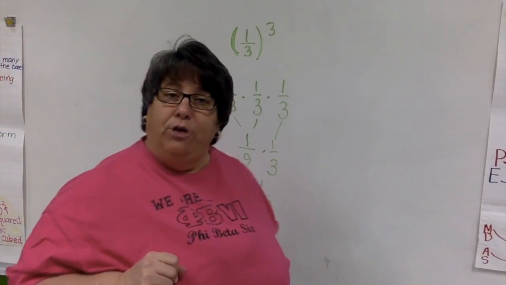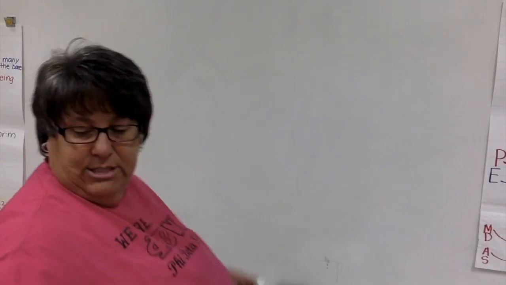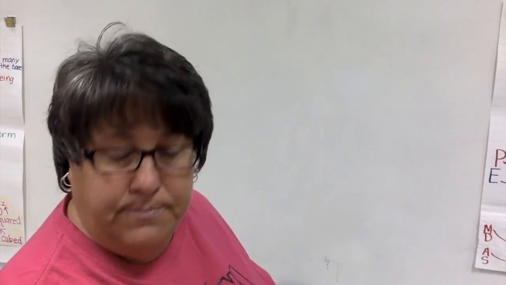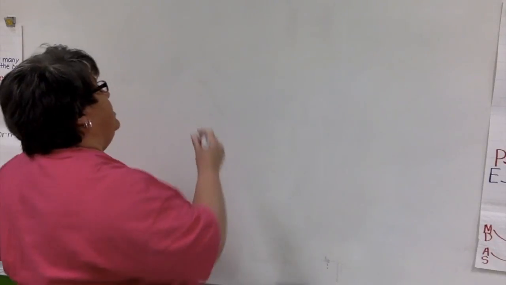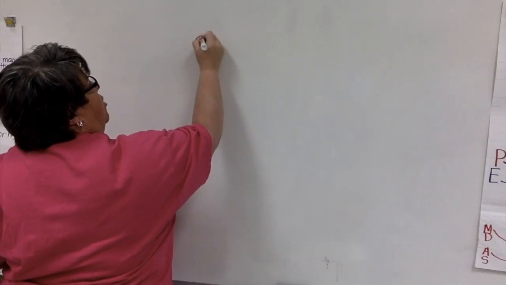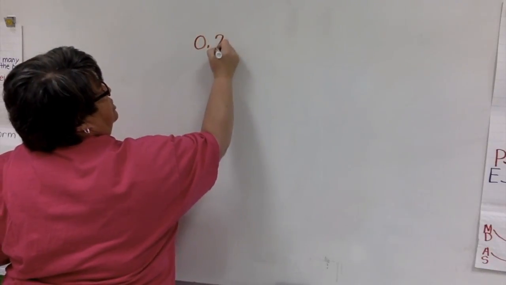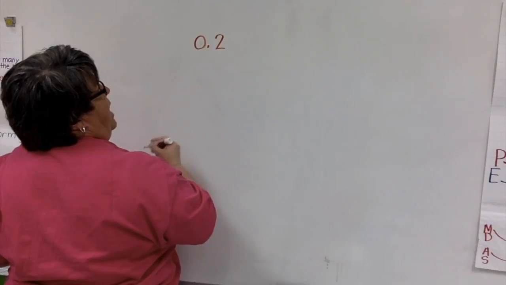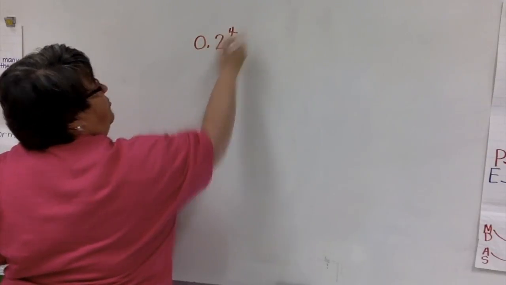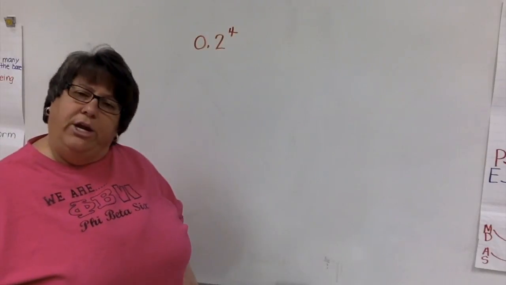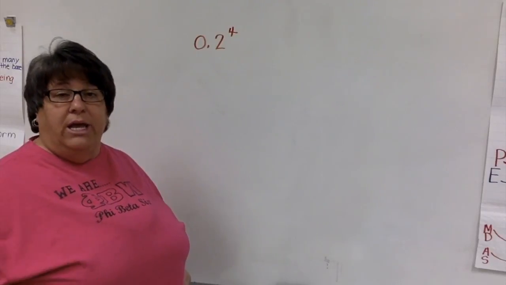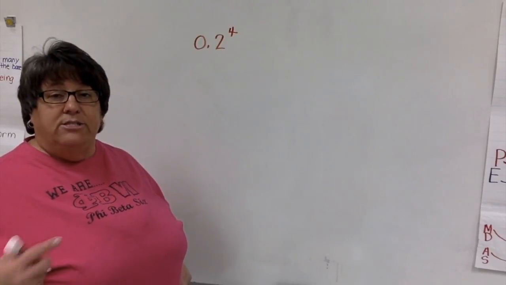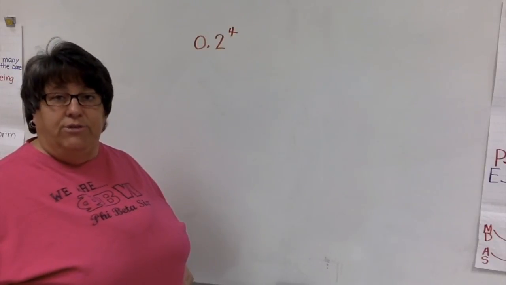Okay, how about we have you try one now? Let's try a decimal. Let's do the decimal 0.2 to the power of 4. What are you going to do? Stop the video here and work it out in your journal. Then start the video and see if you did it correctly.